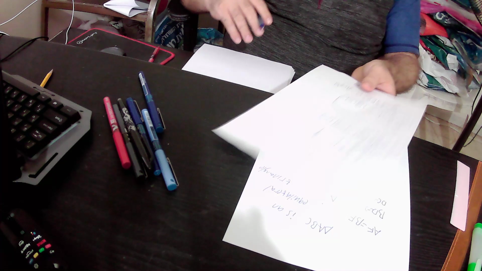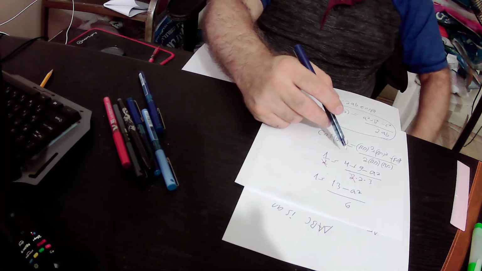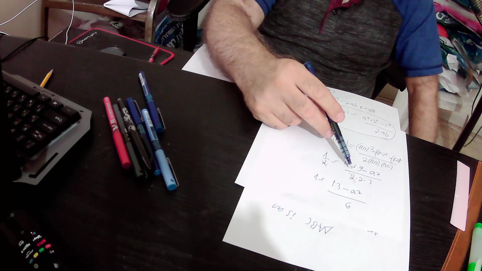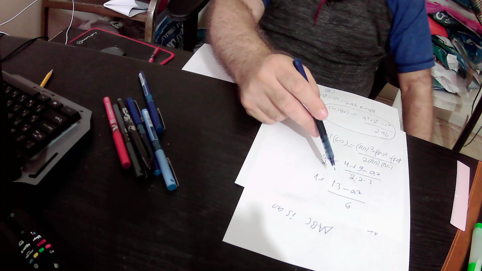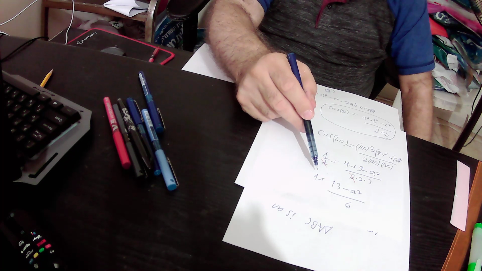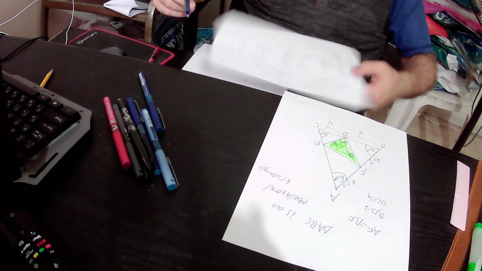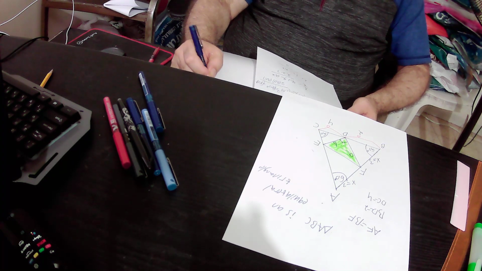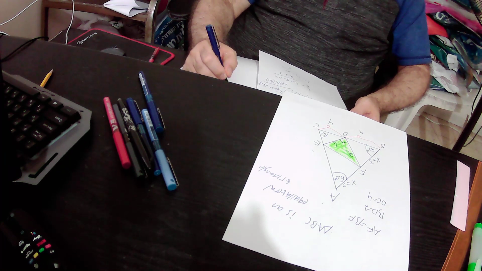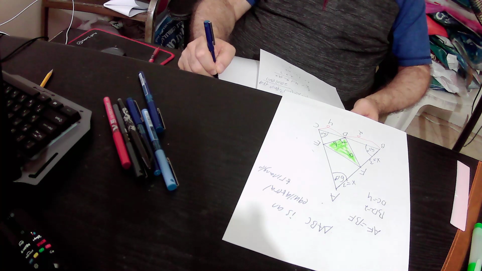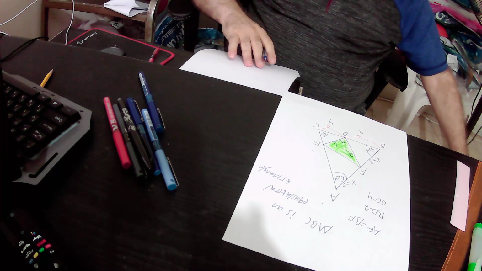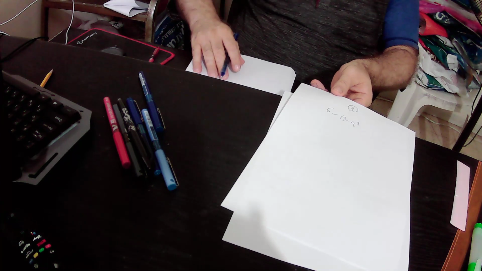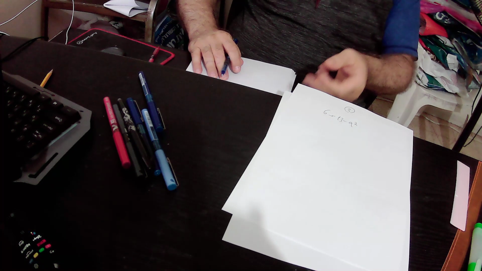Okay, 4 plus 9 is 13, and 2 times 3 is 6. Now we will multiply this equality by 6. We will get that 6 equals 13 minus A square. Okay, we got that 6 equals 13 minus A square.